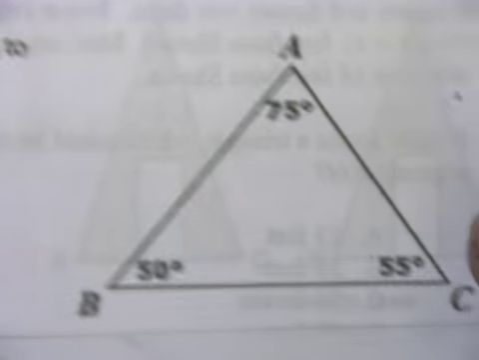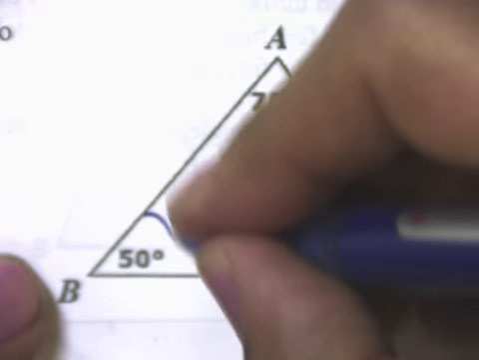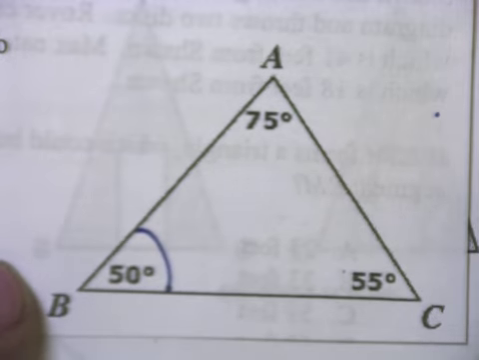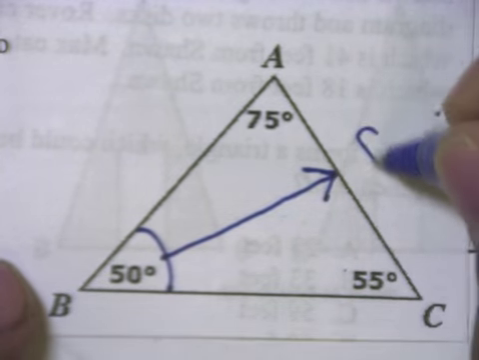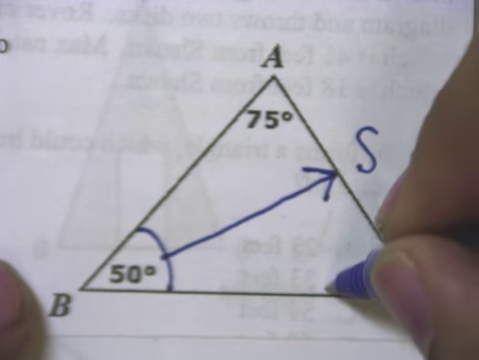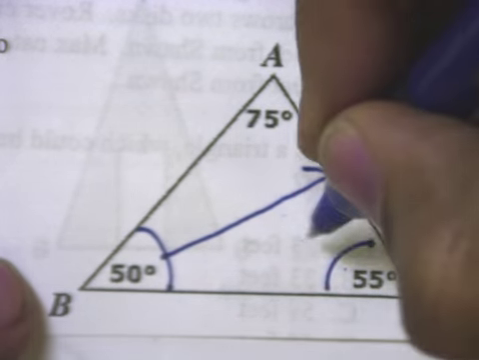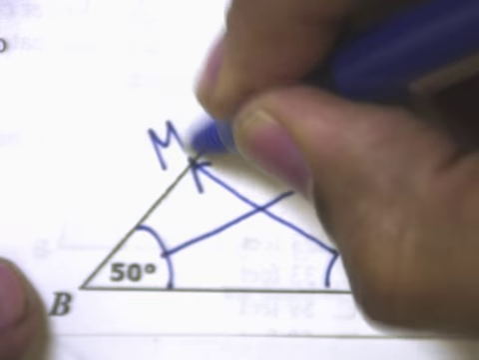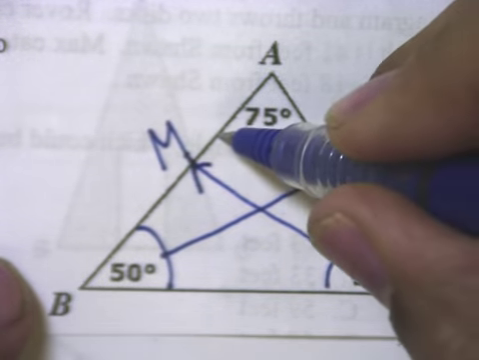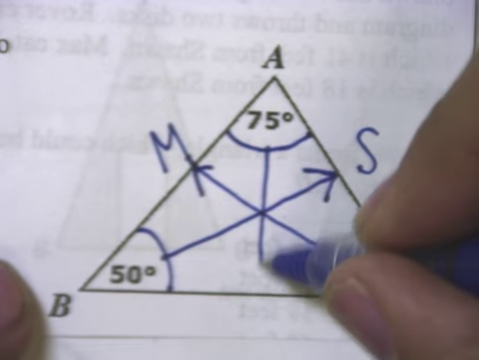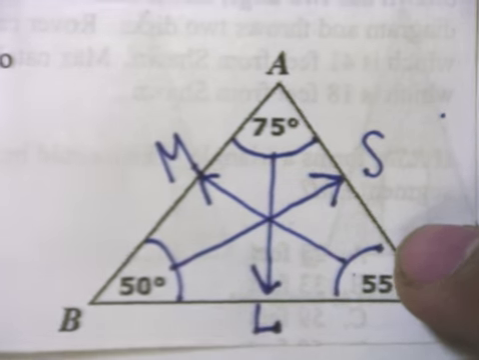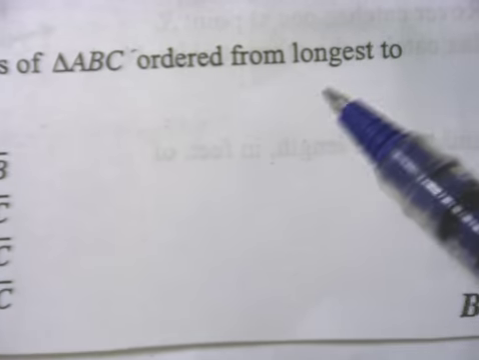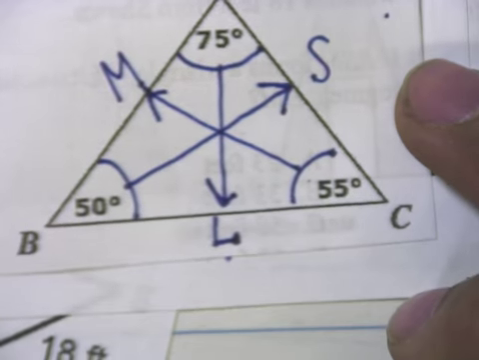So let's do that. Let's label our triangle. Let's take a look here. Well, I know that 50 degrees is the smallest angle, and that's going to be across from the smallest side. So I know that this side is my smallest. Then this is my next biggest one, so I know that this side here is going to be my medium size. And this is my biggest angle, so I know then that this side here is going to be my largest side. But remember, the question is asking you to order them from longest to shortest.